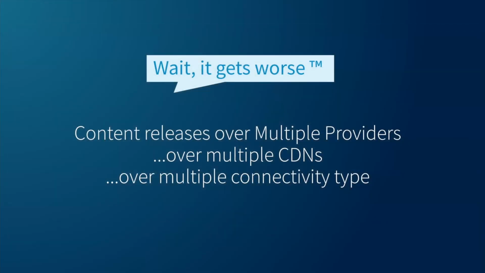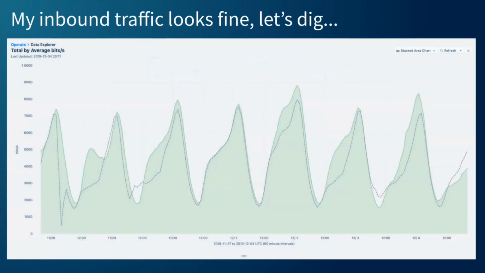But more than that, it does get worse. It always does. That's the only certainty that we have here. So now think about content releases over multiple providers. And by that, I literally mean over multiple content providers, over multiple CDNs, over multiple connectivity types. And so here's my inbound traffic. I'm a residential ISP. All seems fine, right? I mean, let's discard that bump here because it was something I knew about, but it looks fine here. Now let's drill in a bit, right?